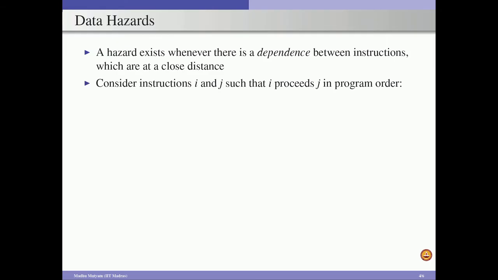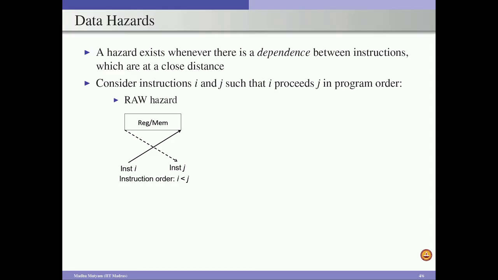So, consider two instructions I and j such that I comes before j in the program order, and because of these dependencies we can have a RAW hazard. This is called a read after write hazard. In this particular scenario, instruction I comes before instruction j, and instruction I is writing to a register or a memory location, whereas instruction j is reading from the same memory location or register.